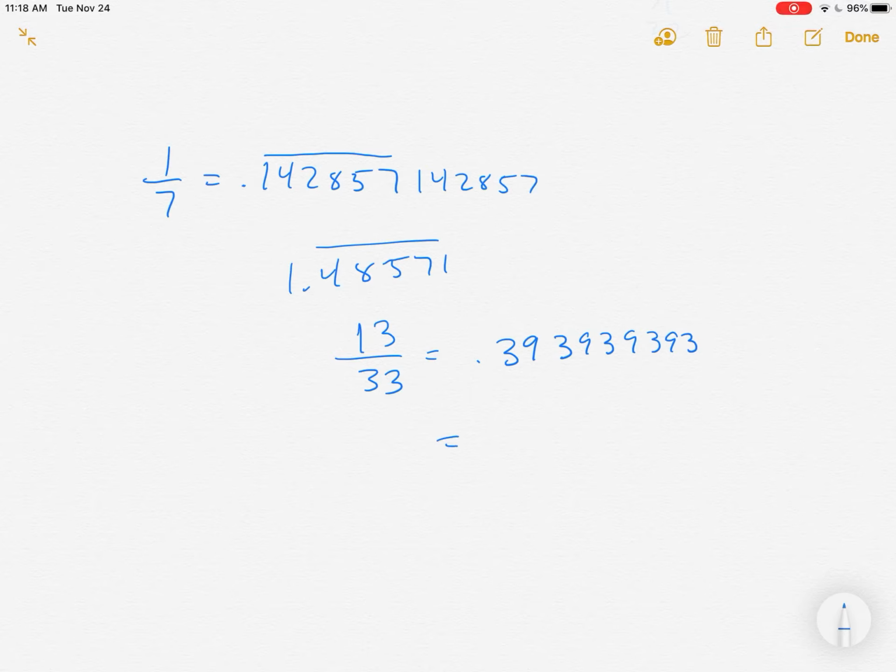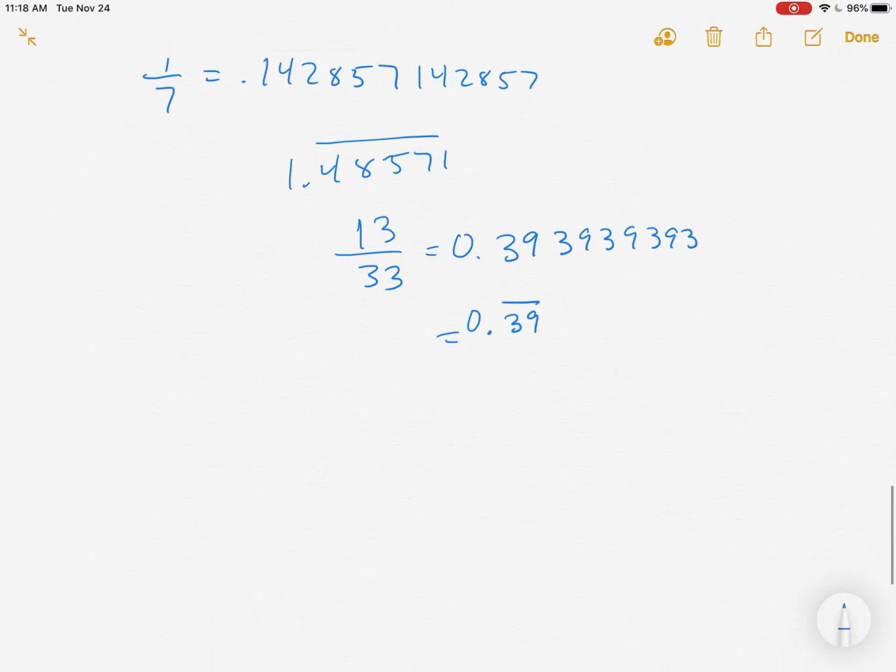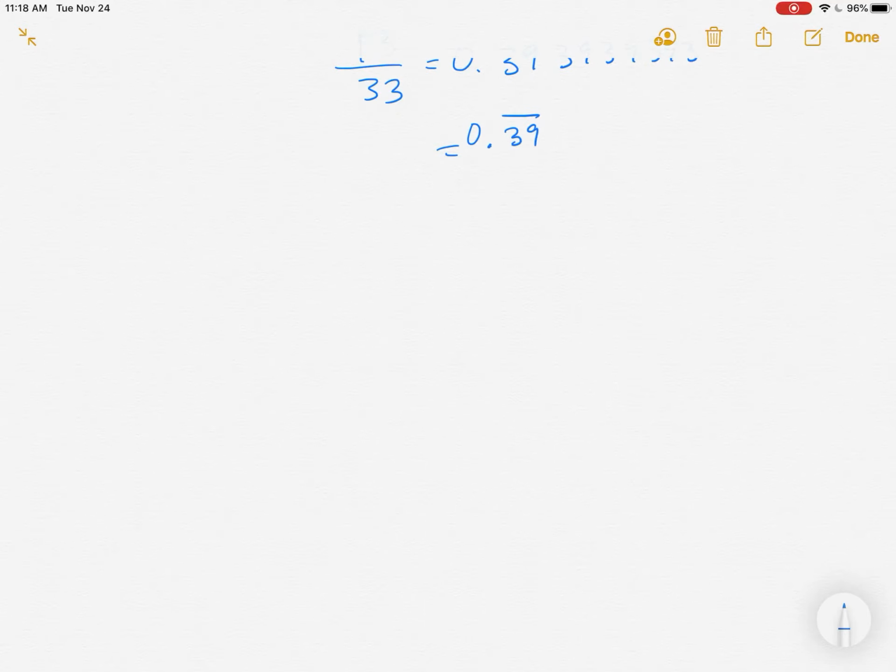And so what's the right answer? 0.39 with the line over it. That's what you'd be looking for. Right? Because these are all 0 points. They're all less than 1. So they just want you to get an idea of repeating decimals.